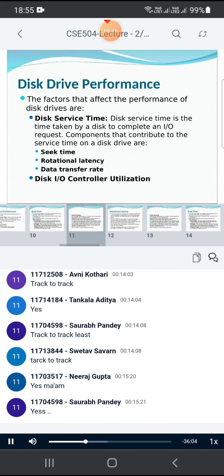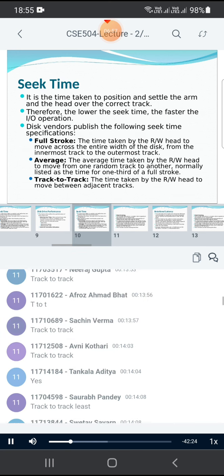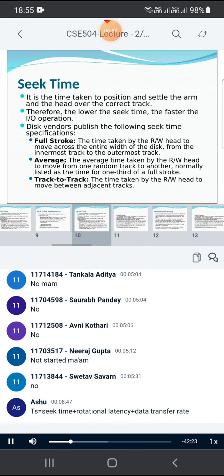We have the concept of short stroking over here. Let us discuss what is short stroking. Then after this, we'll discuss the next factor. We have discussed the seek time. Next, we'll be discussing rotational latency. Let us discuss what is seek time.